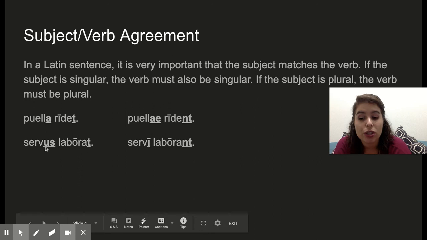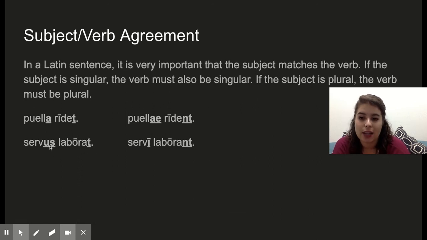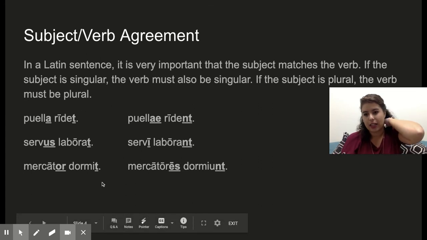So again, we have servus laborat. So this US is our second declension nominative singular ending. And since our subject here is singular, then the verb must also be singular. That's why we have that singular T ending for he, she, or it. Servus laborat, the slave works. And then to make them plural, again, we change the endings. Our noun ending becomes servi, our second declension nominative plural ending. And then our verb laborant, that nt, they ending. The slaves work.